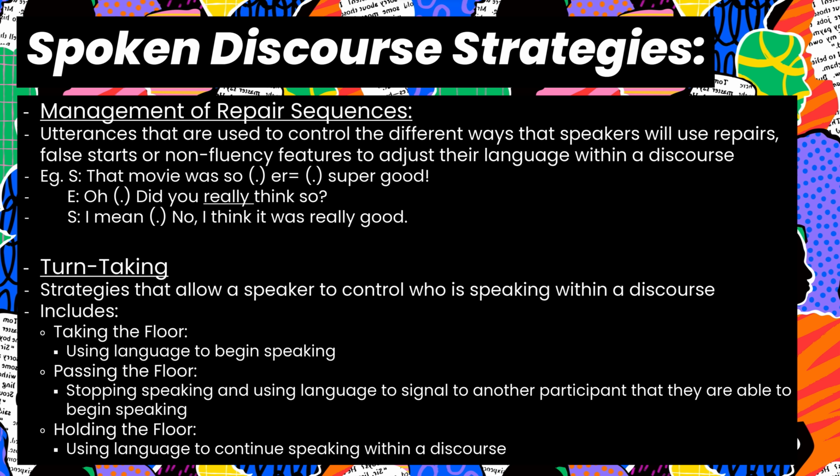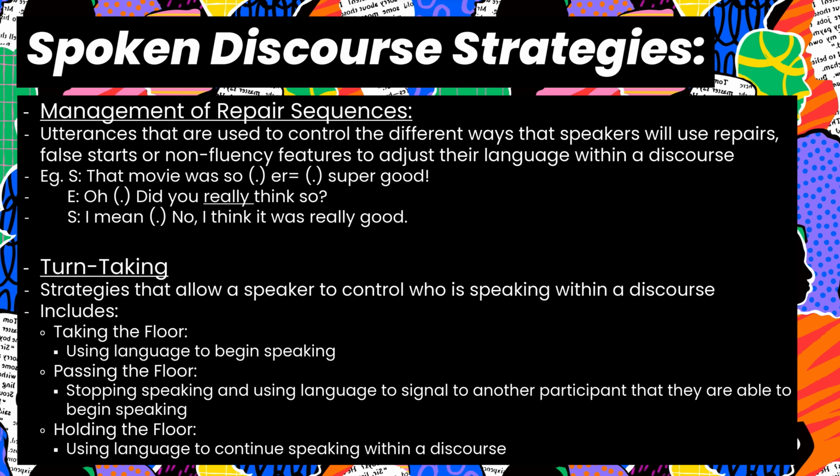Then, finally, our last spoken discourse strategy is turn-taking. Now, turn-taking, just like topic management, is an umbrella term that refers to the three main strategies that allow a speaker to control who is speaking within a discourse, who is using that language to communicate. And when we're thinking about turn-taking, we're actually thinking about this concept of the floor. And the floor in linguistics refers to the spotlight. It refers to the person who has the attention.